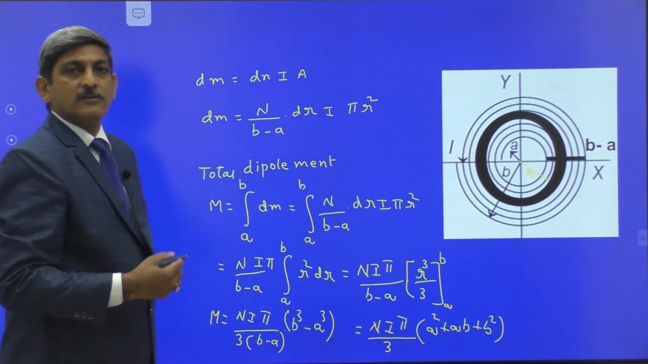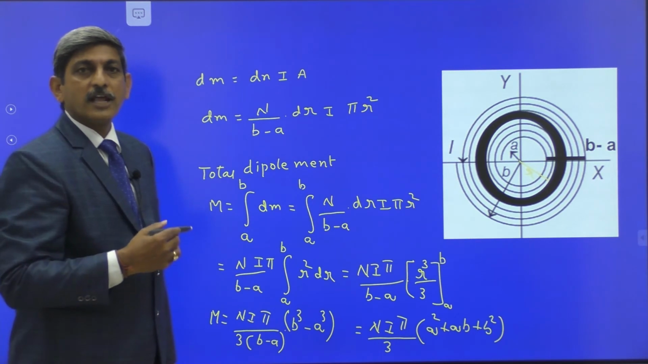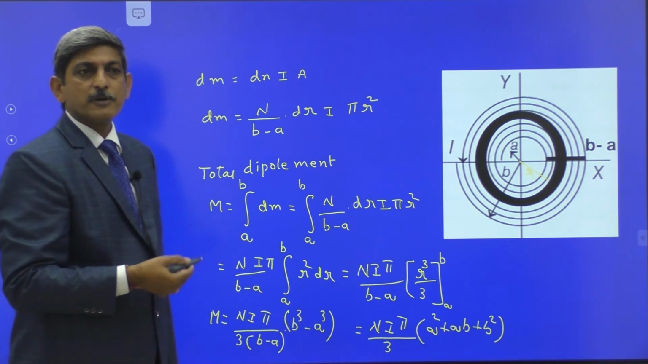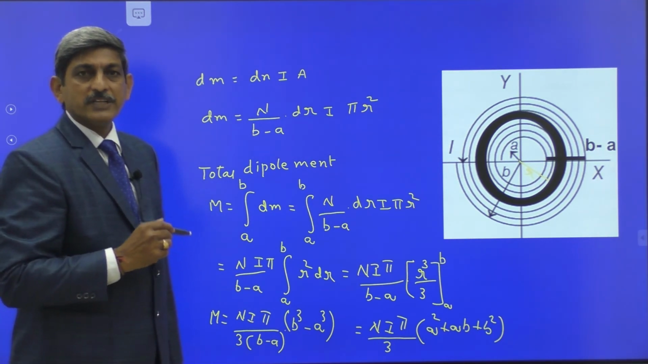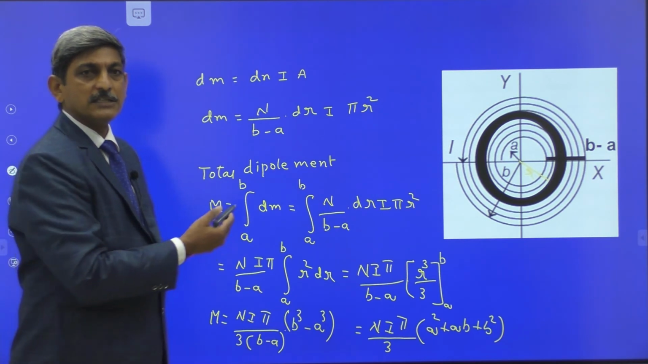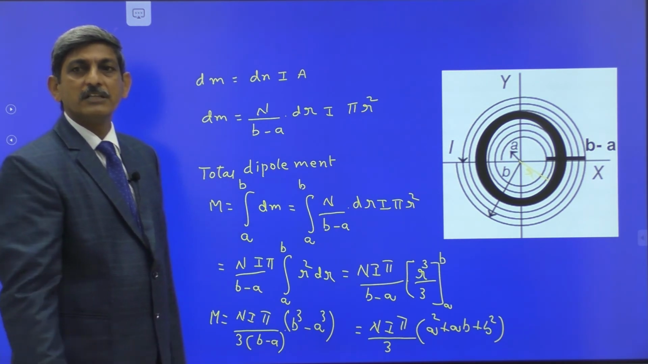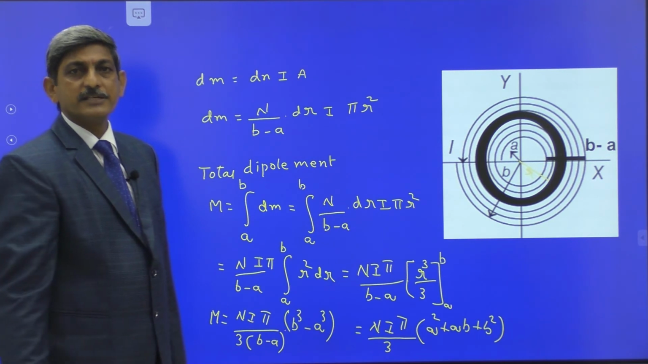Like this we have to determine the total dipole moment of the spiral shaped coil using the concept of integration, right? This kind of problem is generally given in all India level exams like mains examinations.